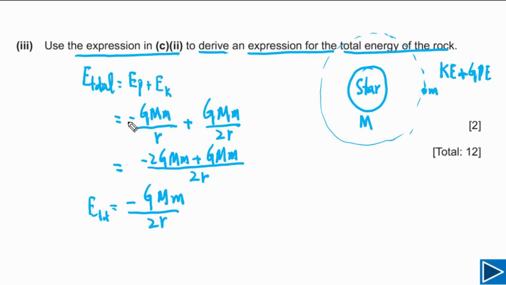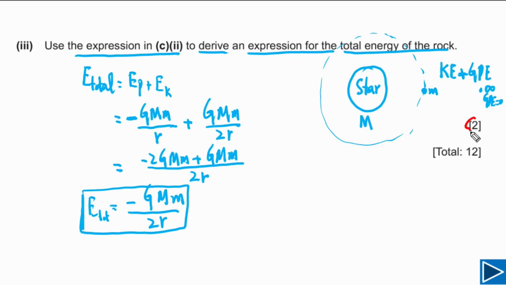Now, maybe some students are not clear why we are using the negative sign here. The rock is here, between the star and infinity. At infinity, we have already discussed GPE is equal to 0. So that's the reason we have to use the negative sign here. So this is a very important one. You have to use the negative sign here. So our final answer for this one is this. So this is total energy of the rock.